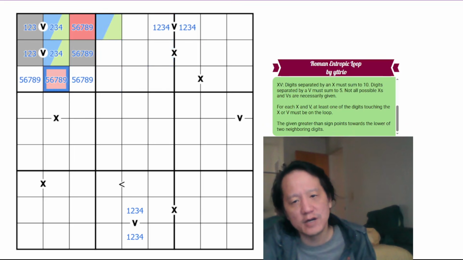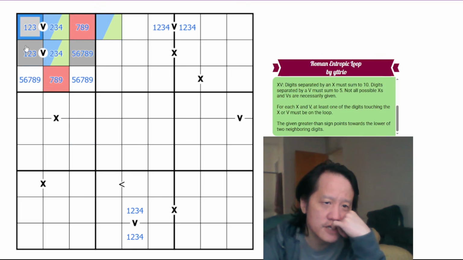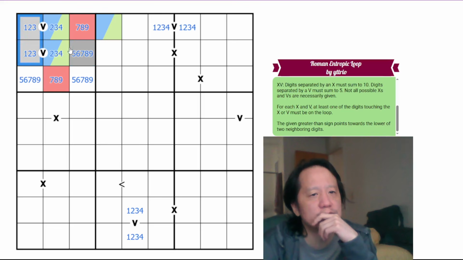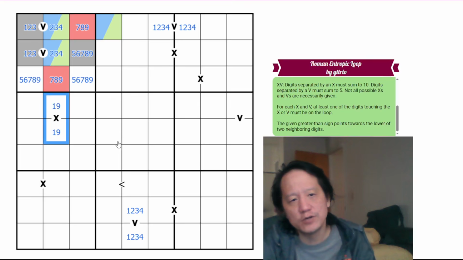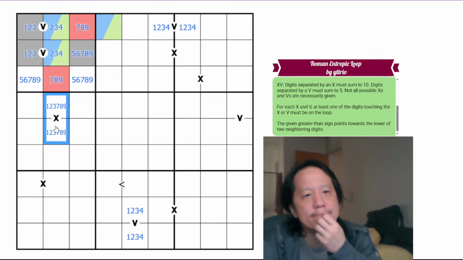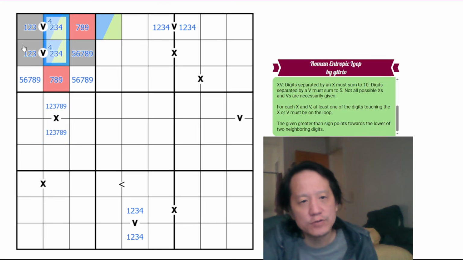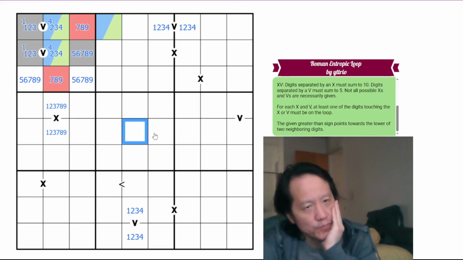So this has to be high. So it's 7, 8, or 9. These are not on the loop. One of these is a 4, which means this can't be 4. So it's 1, 9, 2, 8, or 3, 7. Because we know 4's here, we know 1's here.